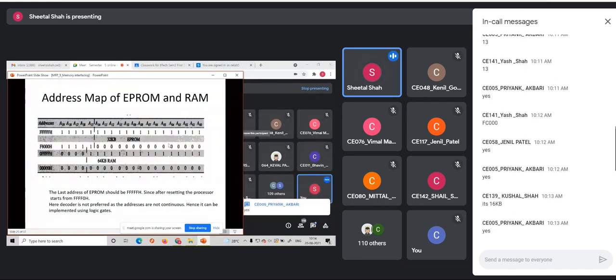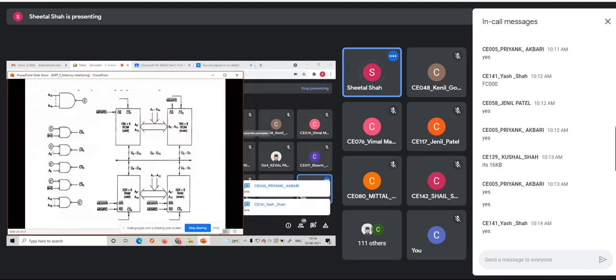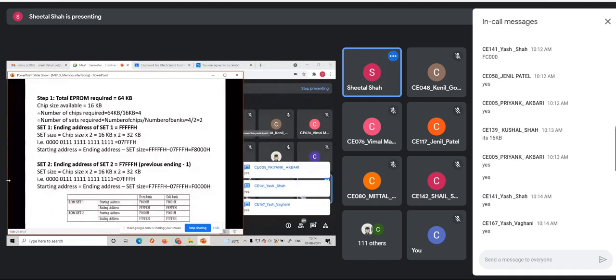Okay. Now for the next set, again the next 16 kilobyte. So the last address would be 1 less than this. That is F7FFF. Do you agree to this, all of you? Okay. So F7FFF would be the last address.